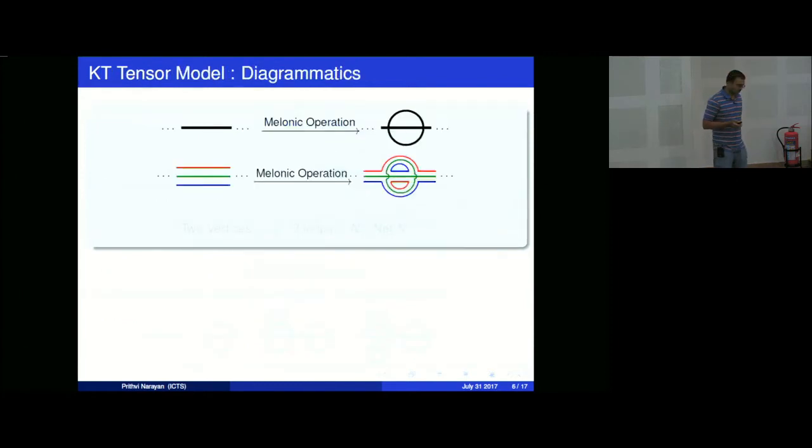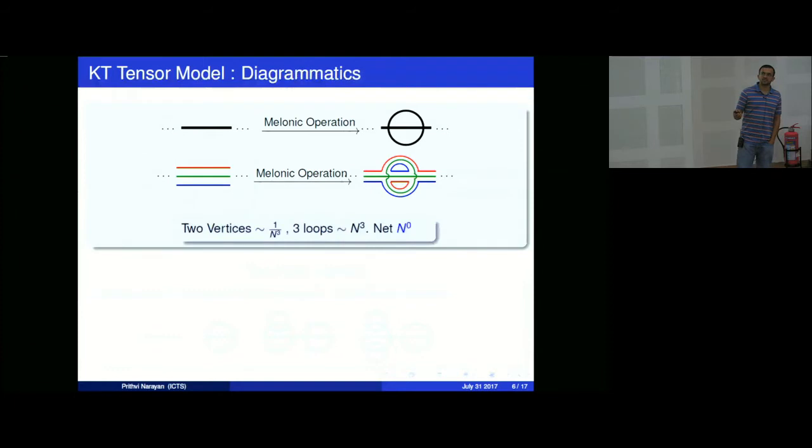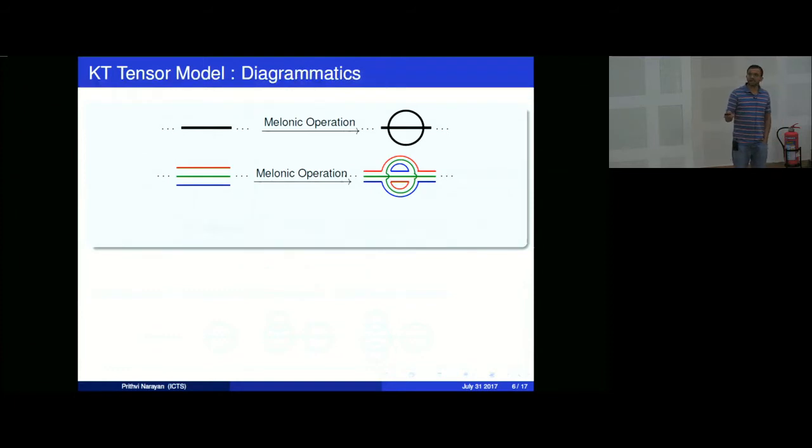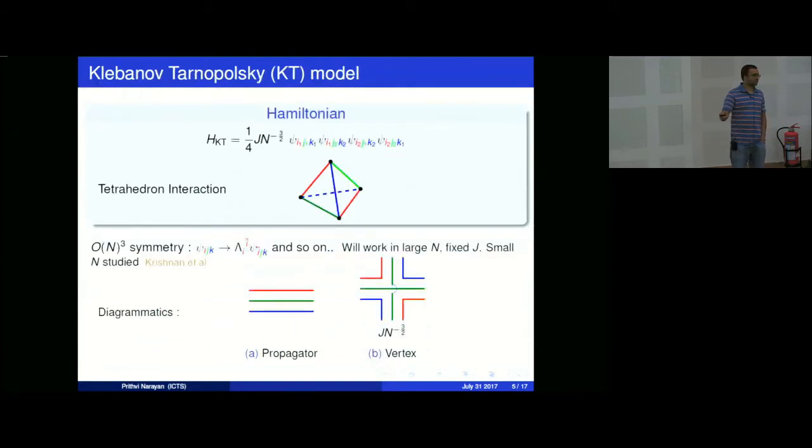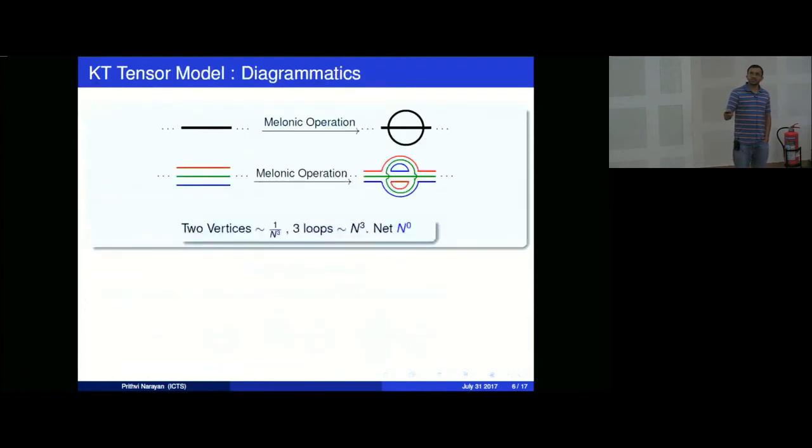What's nice about this kind of interaction is that there are so-called melonic operations, which keep the n scaling the same. A melonic operation is just taking a free propagator and replacing it with the melon, or what looks like a melon. In terms of colored propagators, this looks like this. You can do a simple counting. This introduces 2 extra vertices. And I recall that there was n to the power minus 3/2 for each vertex. So that gives you 1 by n cube.